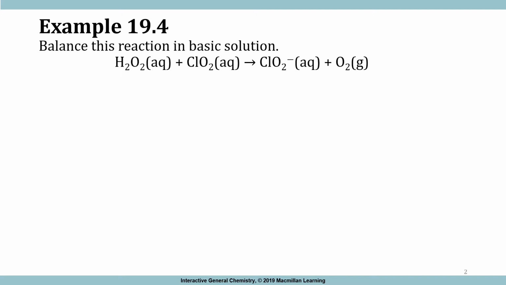So step 1 means balance anything that's not a hydrogen or an oxygen. That would just be chlorine for this problem because everything else is a hydrogen or an oxygen. So if I look on the left-hand side, we have 1 chlorine, and on the right-hand side, we also have 1 chlorine. So that's the easy step. We no longer have to balance it, it's already balanced. Step 2 says identify the oxidation states for each molecule.